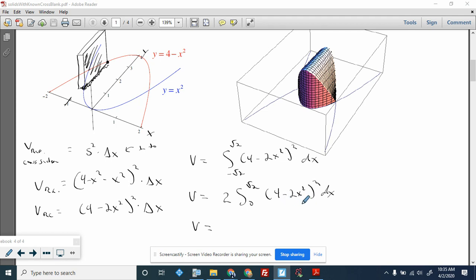If you were to rip through a U substitution here, let U equal 4 minus 2x squared, your du would have an x dx in it, right? And there's no x out here. So this cannot be done with a linear U substitution, okay? Can't be done with a U substitution. So like, all right, so what am I going to do then?